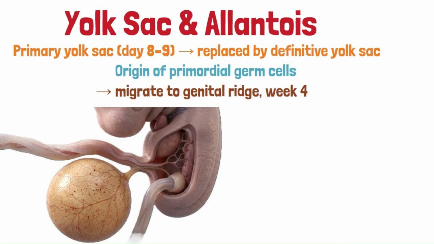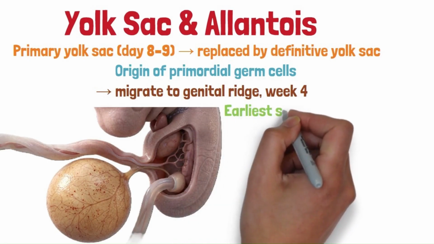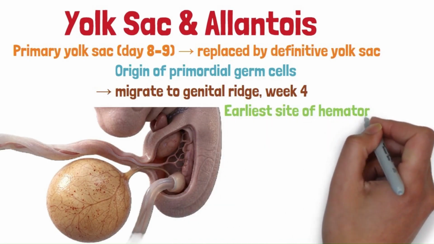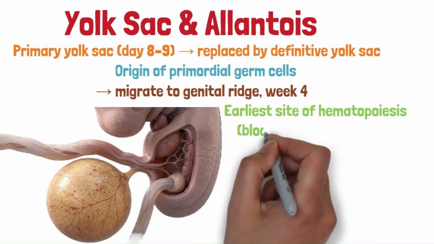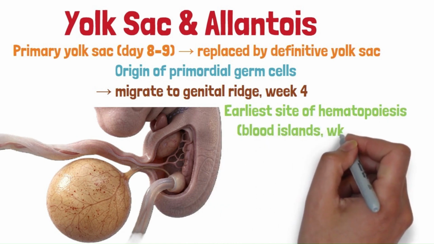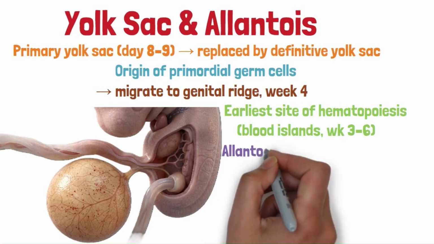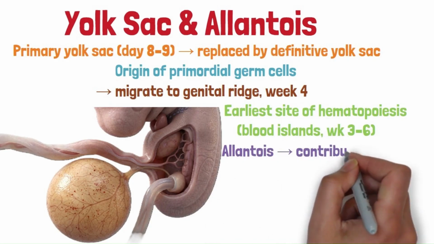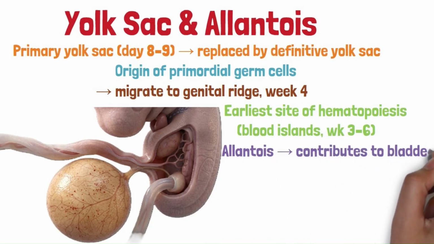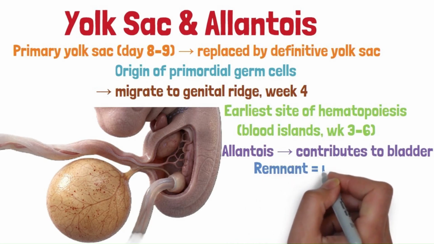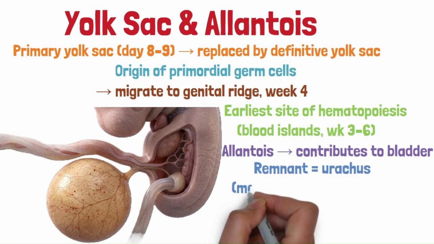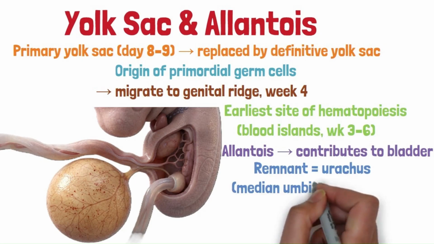The yolk sac is the earliest site of blood cell formation, in these blood islands, weeks 3 through 6. The allantois is an outpouching into the connecting stalk, and it contributes to the bladder. Once development is done, its remnant becomes the urachus, the median umbilical ligament in adults.